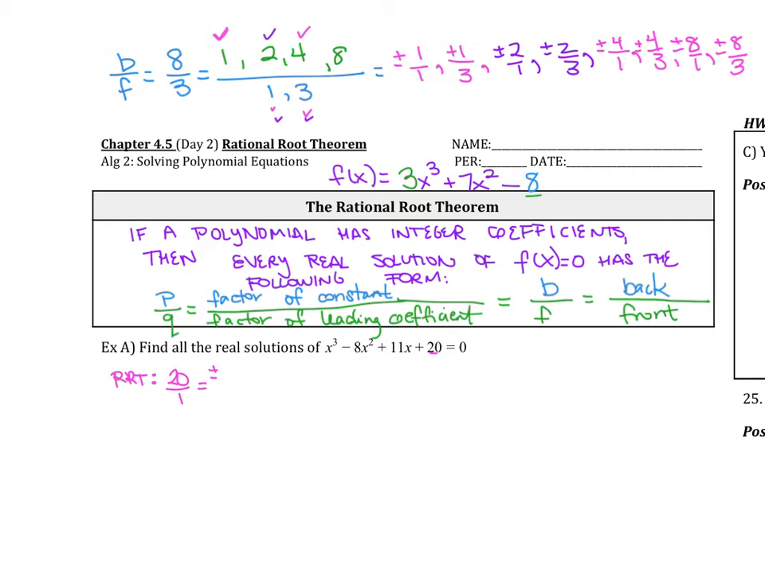So I always go in order. I know 1, and then 1 times 20. Then 2 goes into 20. That's great. So 2 times 10. Then 3 doesn't go into it, but 4 does.